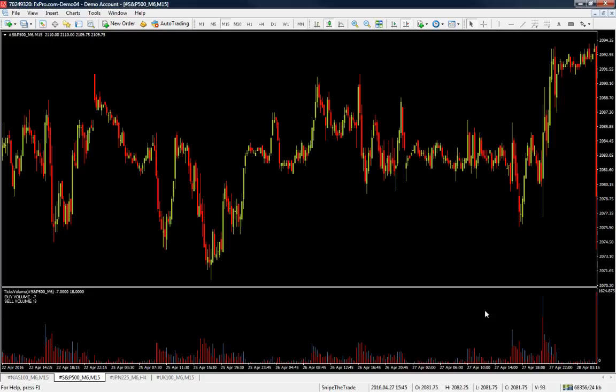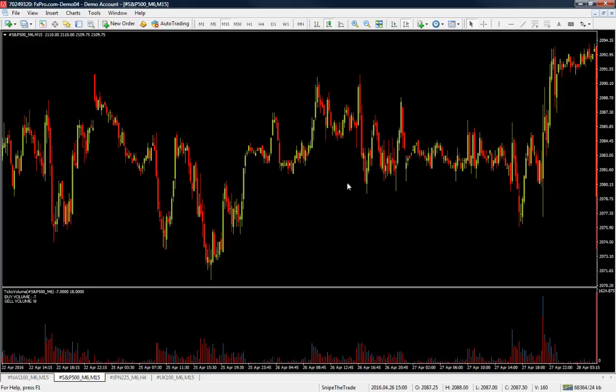First of all, on the bottom of my chart, you can see that I have a volume indicator. This is a tick volume indicator for the E-mini S&P 500. If you don't have a tick volume indicator for your MT4 platform, you can get it at the MQL5 community or just type tick volume indicator for MT4 on Google and you can download it.